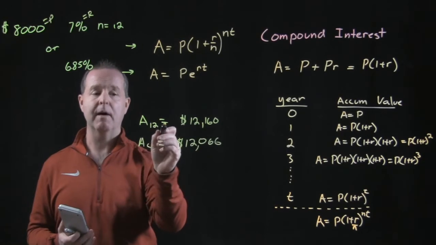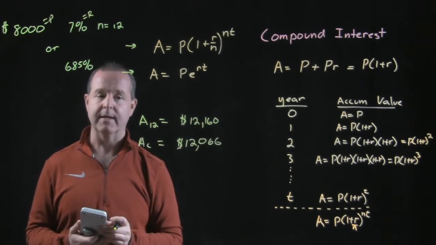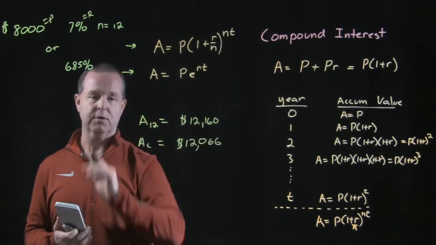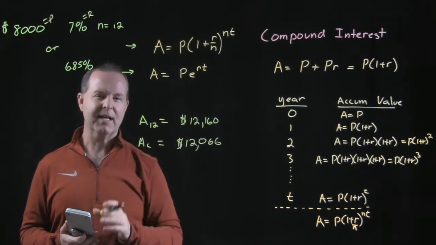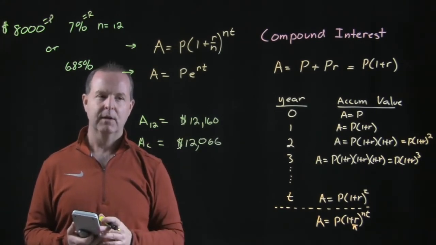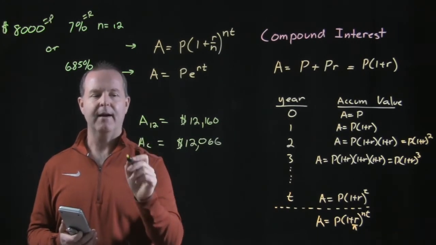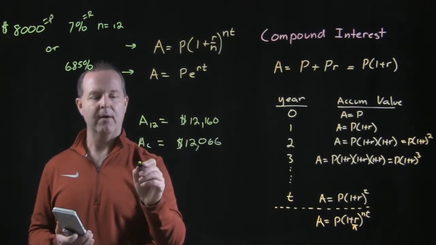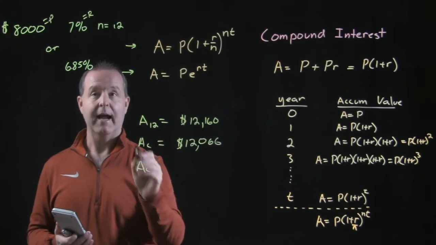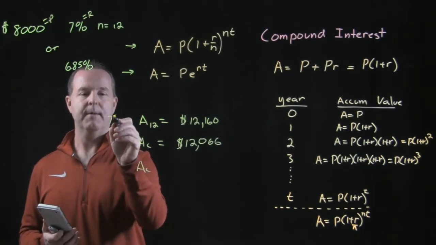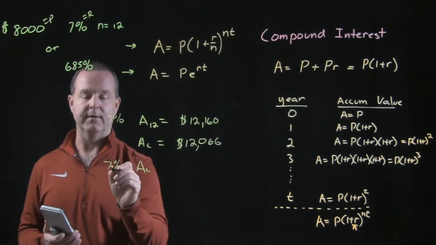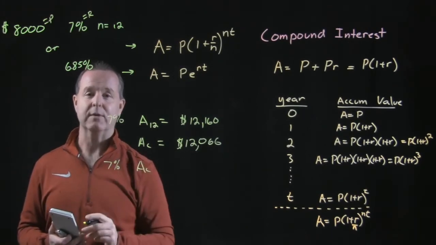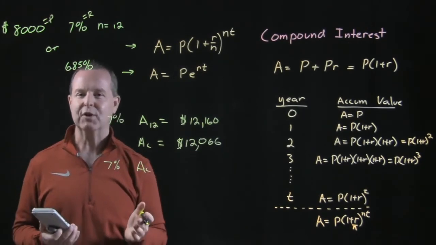So it looks like the better option for me between these two accounts is to choose the one that's compounded monthly rather than the one that's compounded continuously, based on those two particular rates. Now, before you check out here, here's something that's kind of interesting that you might be asking yourself. Well, how does it compare if I compounded continuously at the same rate? So let's compare 7% compounded monthly with 7% compounded continuously.